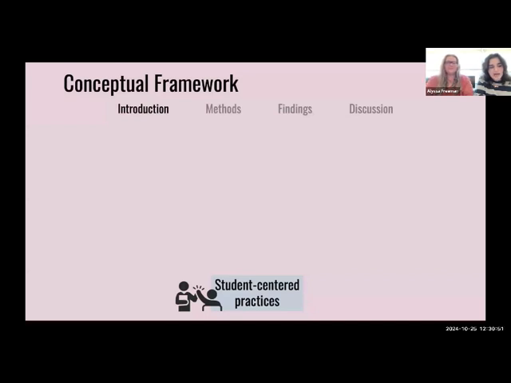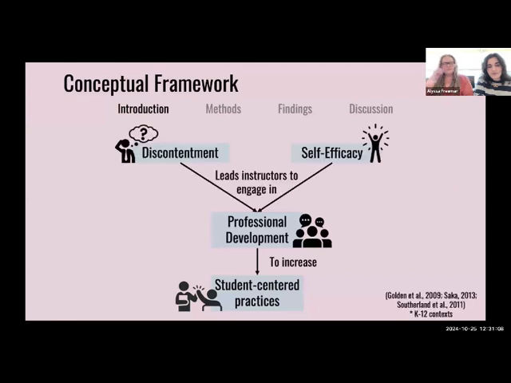If the goal is to have instructors use student-centered practices, instructors often need support through opportunities like professional development. In a K through 12 context, there are two constructs that have been theorized to lead instructors to engage in professional development. These constructs are discontentment and self-efficacy. Discontentment is identified as dissatisfaction with teaching, and self-efficacy is confidence in teaching.